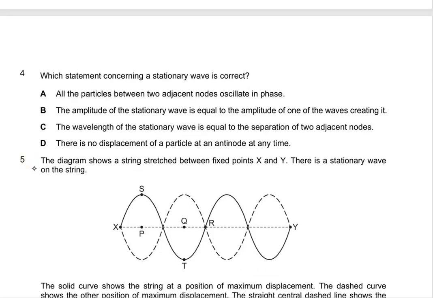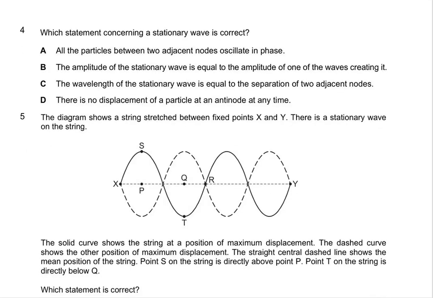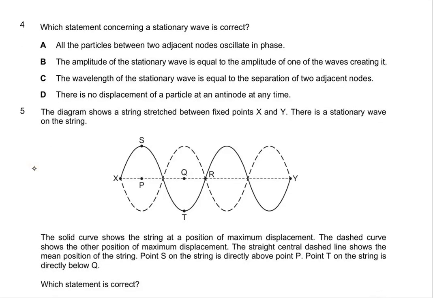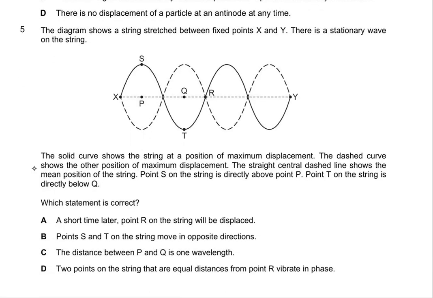Which statement concerning, okay, it's the same question. The diagram shows a string stretched between fixed points X and Y. There is a stationary wave on the string here. We have one loop, two loops, three loops, and four loops. Sorry, this is the stationary wave. It looks like a loop when the stationary wave is moving.